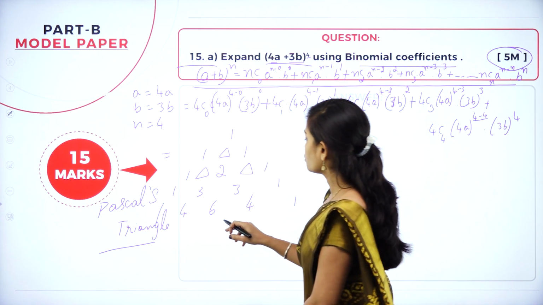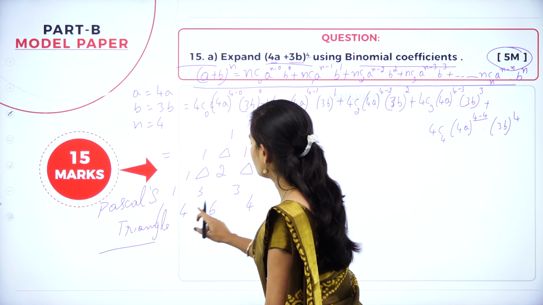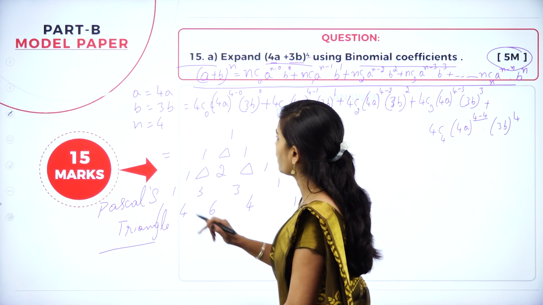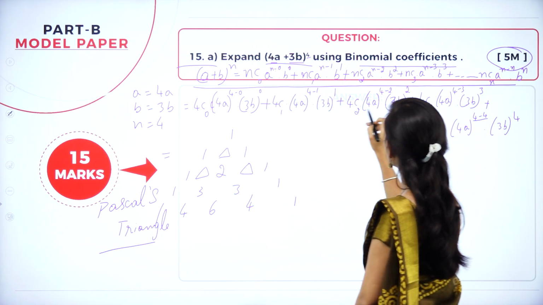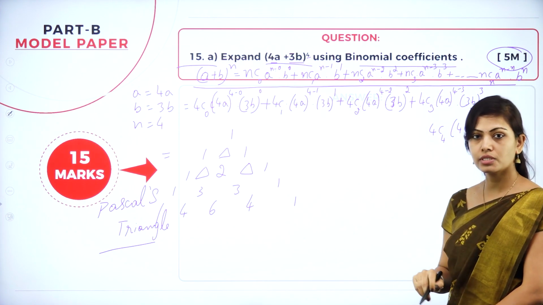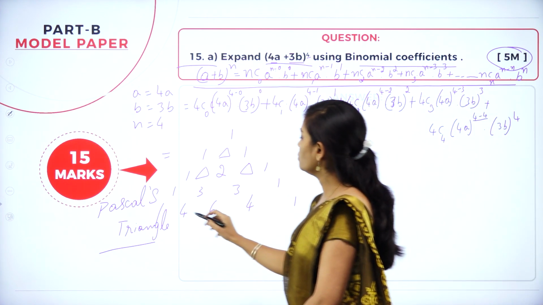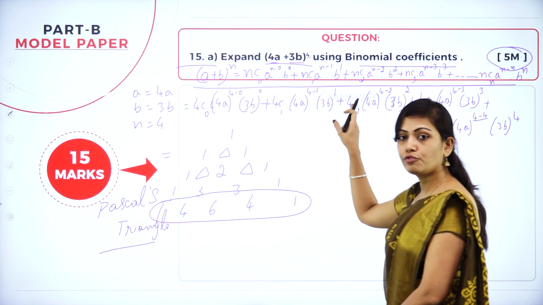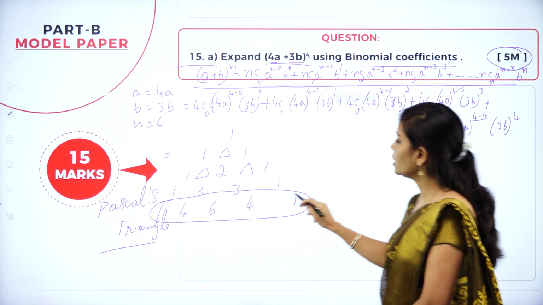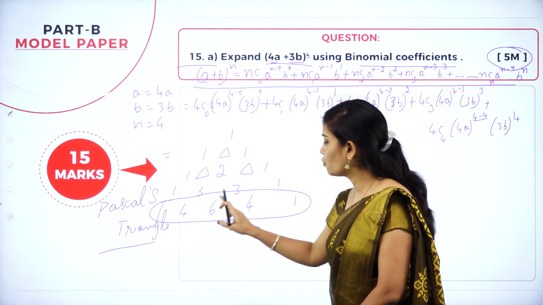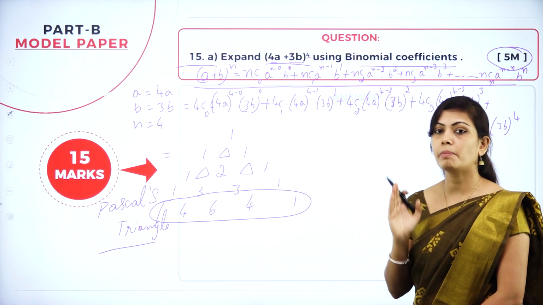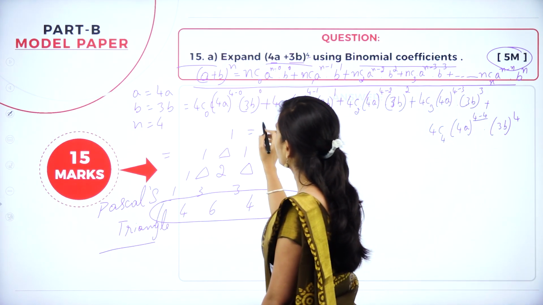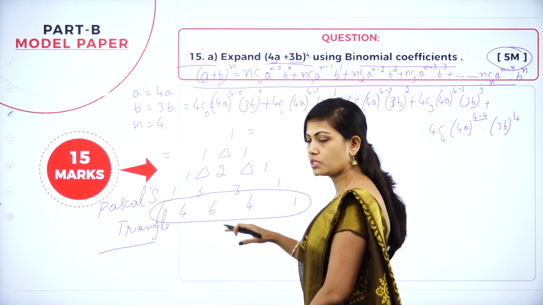Is it clear? So now how many values did we get? 1, 4, 6, 4, 1. So totally 5 values: 1, 2, 3, 4 and 5 values are there. Is it right? Now, in place of 4C0, 4C1, 4C2, 4C3, 4C4, I'll substitute 1, 4, 6, 4, 1. This is called Pascal's triangle. So, for reducing the complexity, you can use this concept.